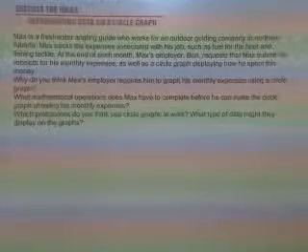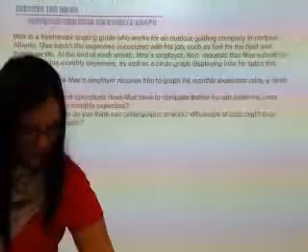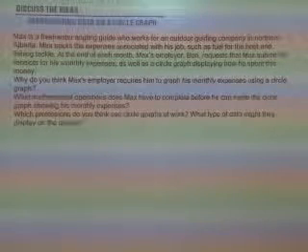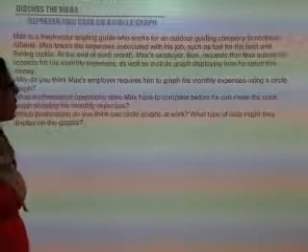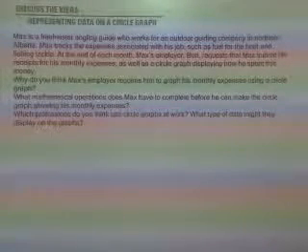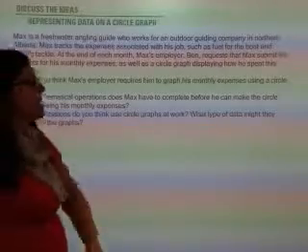If I want to look at the discuss the ideas, which is on the top of page 103, Max is a freshwater angling guide who works for an outdoor company in northern Alberta. So at the end of the month, Max's employer Ben requests that he submit his receipts for his monthly expenses, as well as a circle graph displaying how he spent it. Why would Ben want him to put this as a circle graph? So think of some reasons.